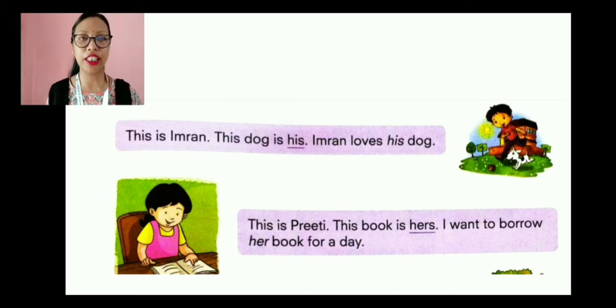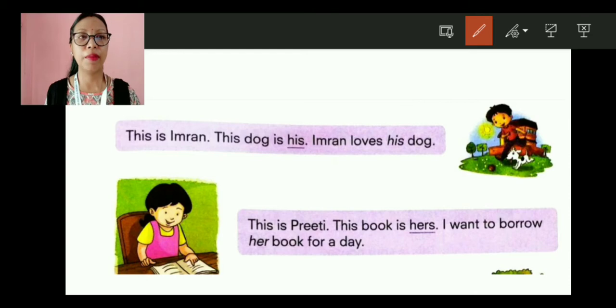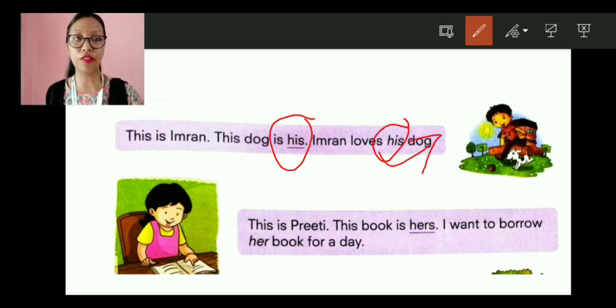Then we come to the next sentence. This is Imran. This dog is his. Imran loves his dogs. So this is Imran. This dog is his. We are not taking the name of Imran, right? That means it is a possessive pronoun. And then Imran loves his dog. Whose dog? His dog. It is implying the owning of the dog, right? Therefore, it is a possessive adjective.